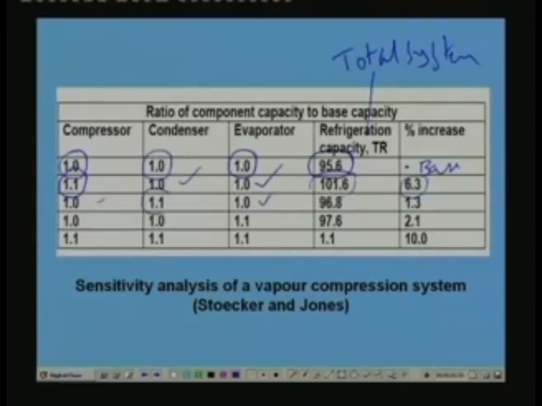Now, in the second step, the compressor is kept the same, the evaporator is kept the same, but the condenser capacity is increased by 10%. When the condenser capacity is increased by 10%, you find that the total system capacity increases by only 1.3%. Next, the effect of the evaporator is studied by keeping compressor and condenser constant, but increasing the evaporator capacity by 10%. You find that the refrigerant capacity increases by 2.1%. Now, when you increase everything by 10%, obviously the total capacity also increases by 10%.